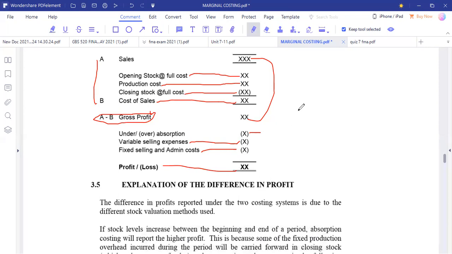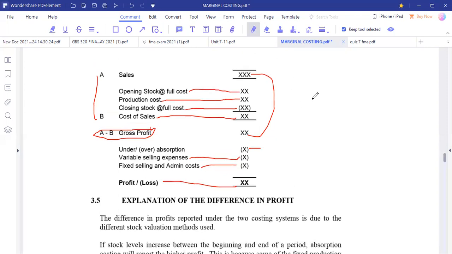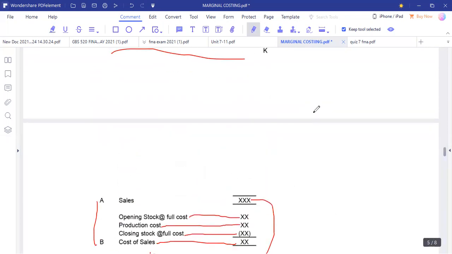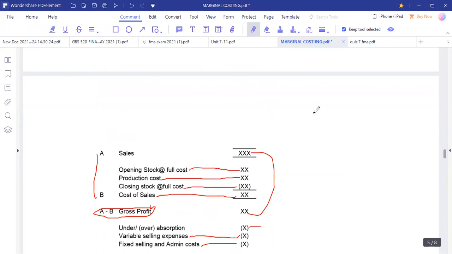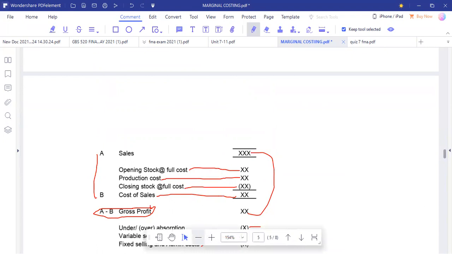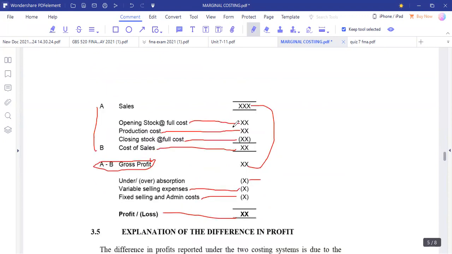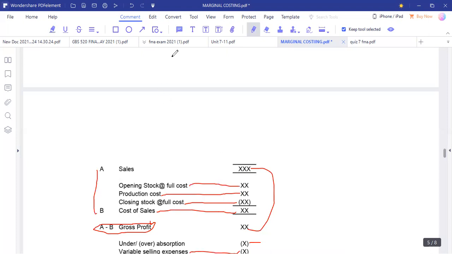So this is just about the format as we look at these costing methods, the difference between marginal and absorption costing. The one is full product cost, which is absorption costing. Marginal costing deals with variable costs to find the contribution. Here there's a gross profit. So that's the difference between these two costing methods.